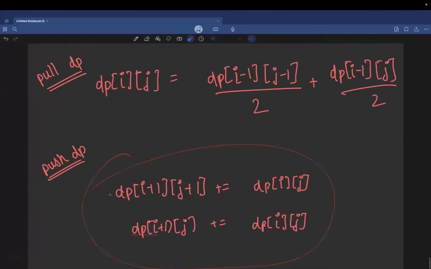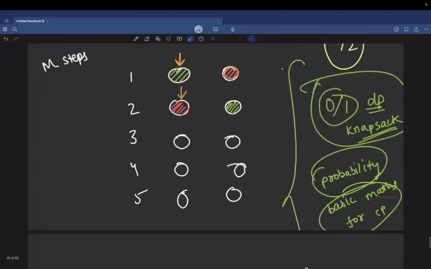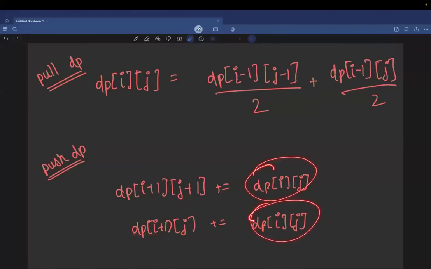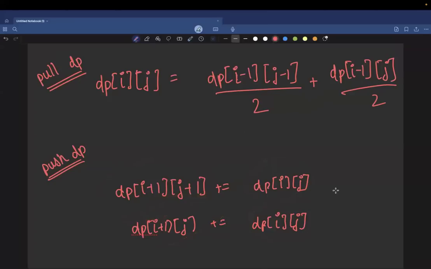These kinds of transitions are a lot simpler because for the given state dp of i, j, you know there are two possibilities. On the next step, a person might die or a person might not die. The probability of the person dying on the current step is 1 by 2. So dp of i, j by 2 would be added for these.